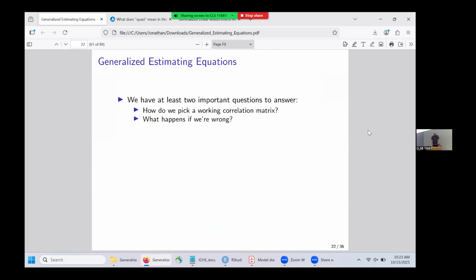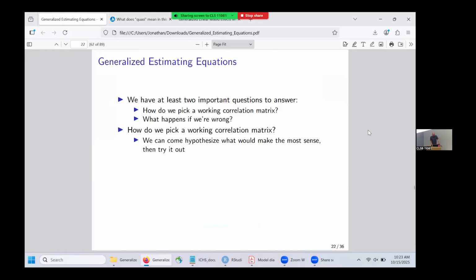So how do we pick which one is going to be best? And then what happens if we're wrong? So first, how do we pick a working correlation matrix? We can come up with some options. We can hypothesize what would make the most sense and just try it out. And I'm actually going to use a data example, and we're going to try a bunch of different options and just see what happens.